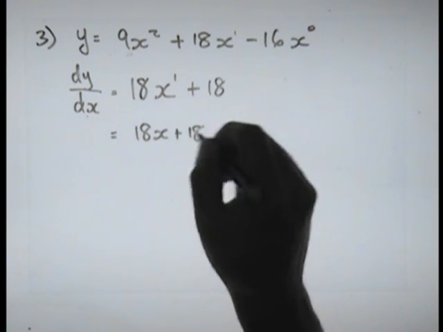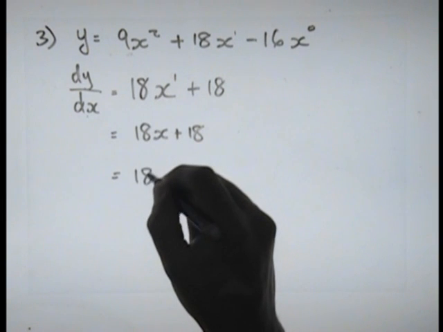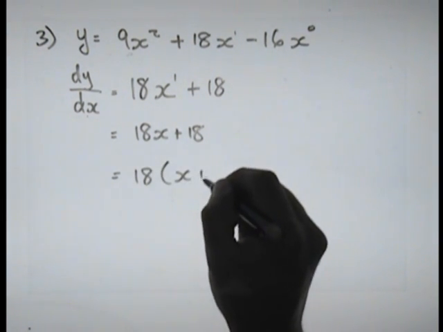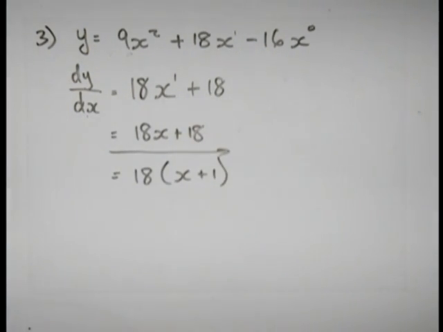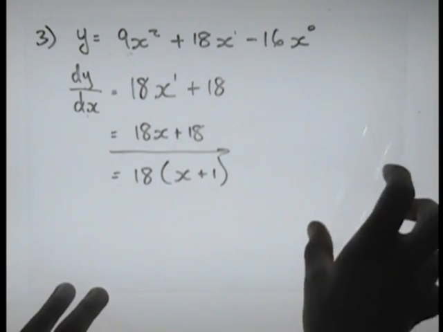If you want to simplify this further, you're welcome to. This can become 18 multiplied by x plus 1, but that answer is what I'm really looking for. The next one I gave you to do, number 4.